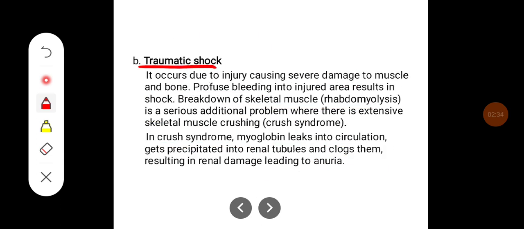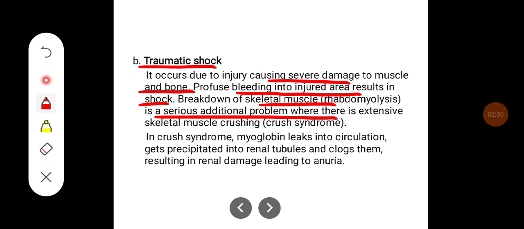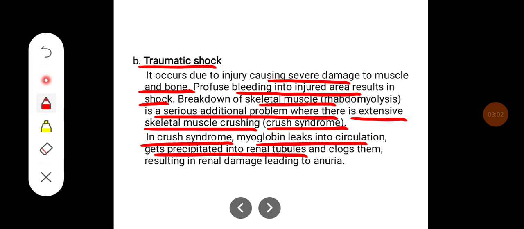Traumatic shock. It occurs due to trauma causing severe damage to muscle and bone. Profuse bleeding into the injured area results in shock. Breakdown of skeletal muscles, that is rhabdomyolysis, is a serious additional problem where there is extensive skeletal muscle crushing, which is called crush syndrome. In crush syndrome, myoglobin leaks into circulation, gets precipitated in renal tubules, and clogs them, resulting in renal damage leading to anuria.